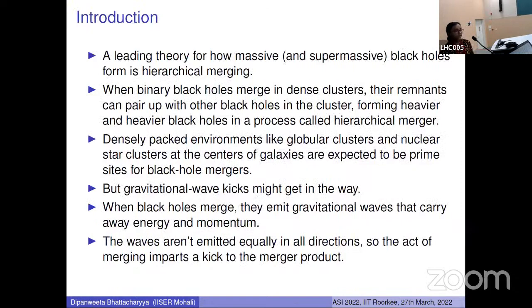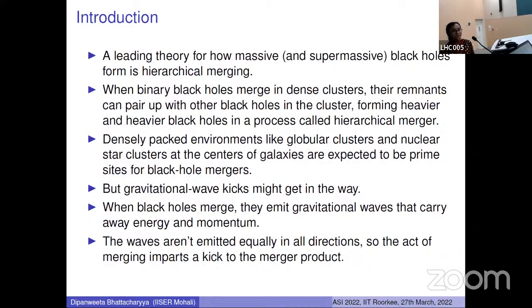So to begin with, I will give a brief introduction to the problem which we are dealing with. The leading theory for how massive or supermassive black holes are forming is hierarchical merging. Now, what is this hierarchical merging process? When binary black holes merge in dense clusters, their remnant can pair up with other black holes in the cluster also, forming heavier and heavier black holes in a process called a hierarchical merger.